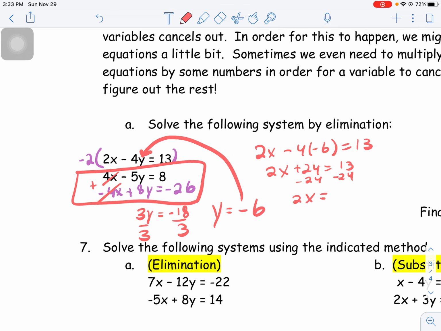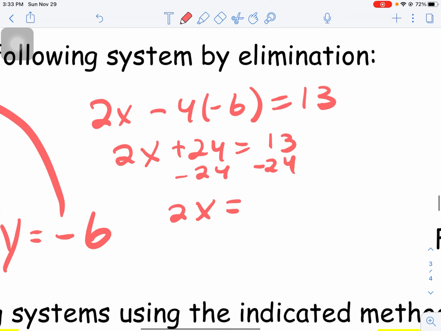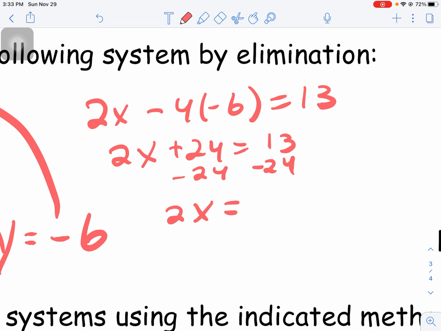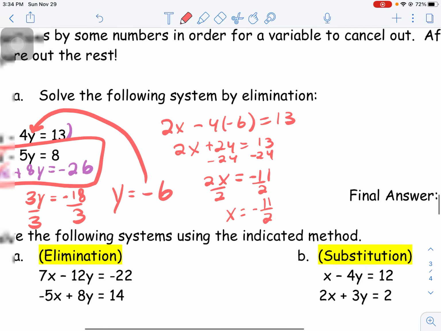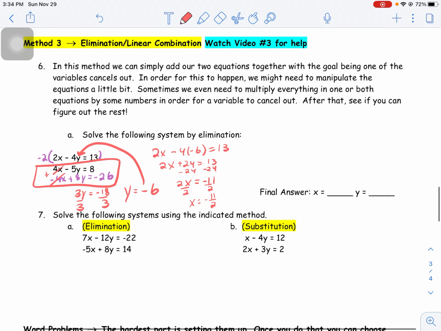You get 2x is equal to, what is that? 13 and 24, the difference would be 11, so negative 11. Divide by 2 on both sides, and you get x is equal to negative 11 halves. So then our solution for this is negative 11 halves and negative 6, or negative 11 halves, comma, negative 6, depending on how you're writing your solutions.